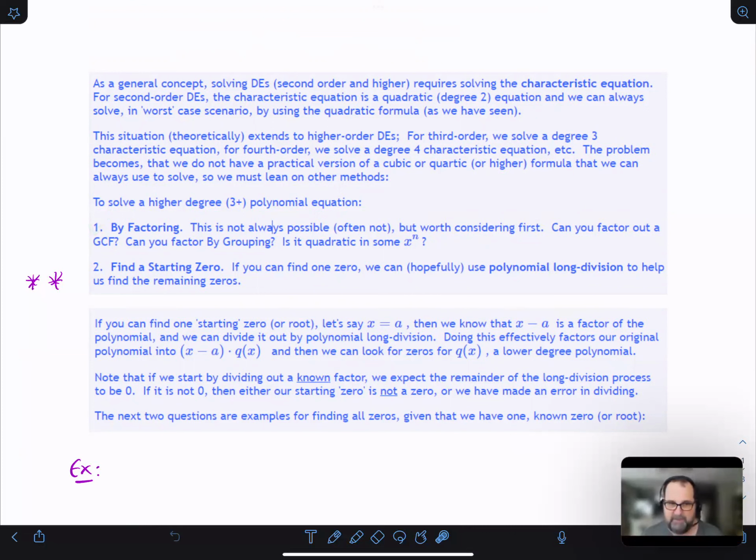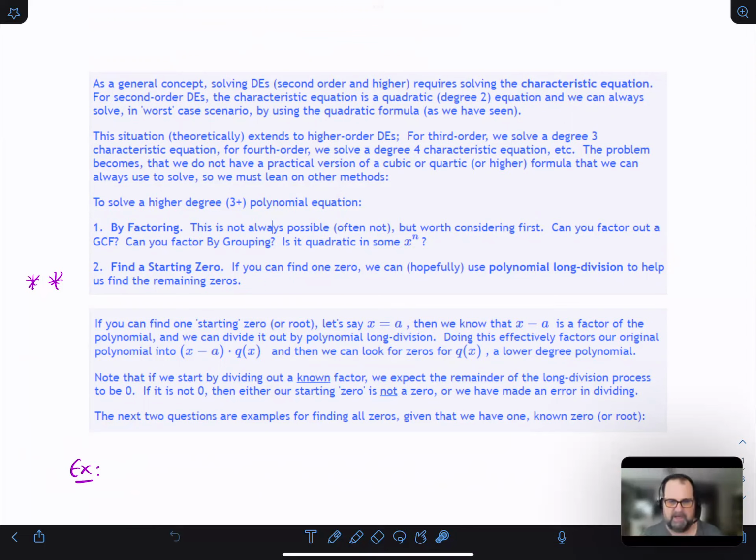A lot of them don't factor, but they might have some that factor. So for example, is there a greatest common factor that you can factor out and get started with? Factoring by grouping was a trick they usually used for factoring cubic equations. And then another possibility is having something that is quadratic in x to the n. So x to the 4 minus x squared plus 7 would be quadratic in x squared.